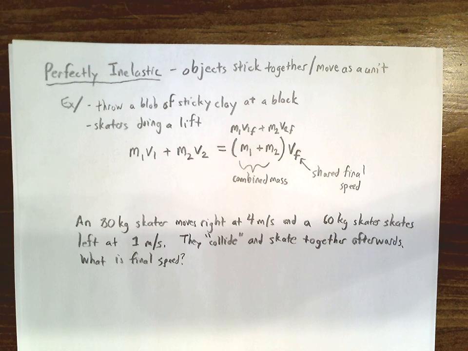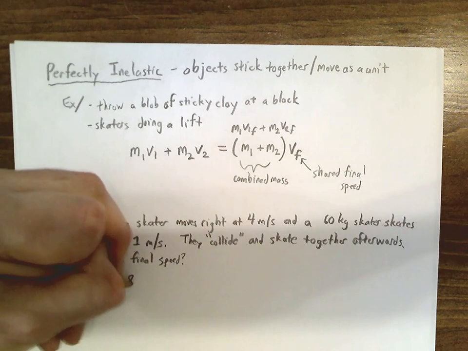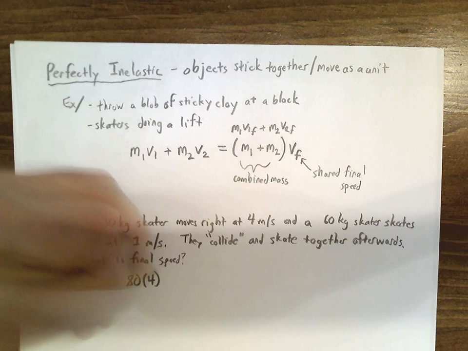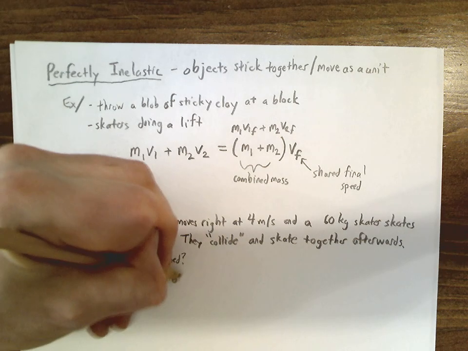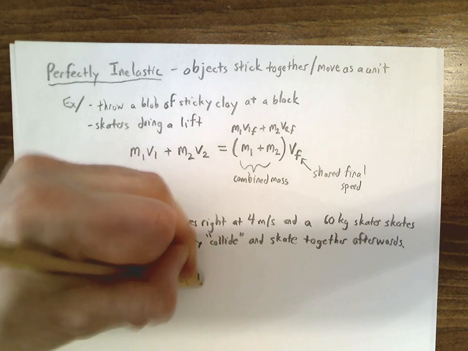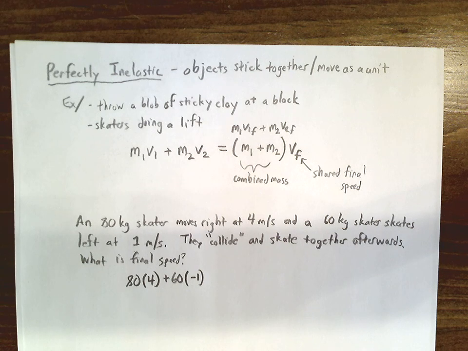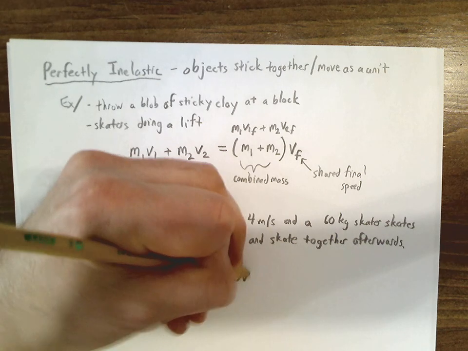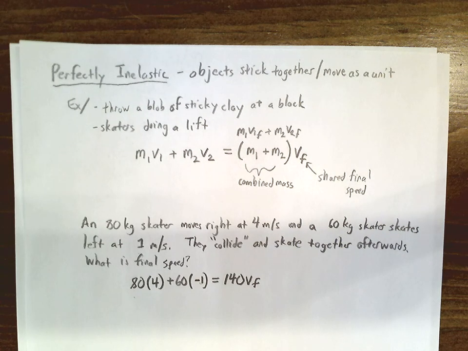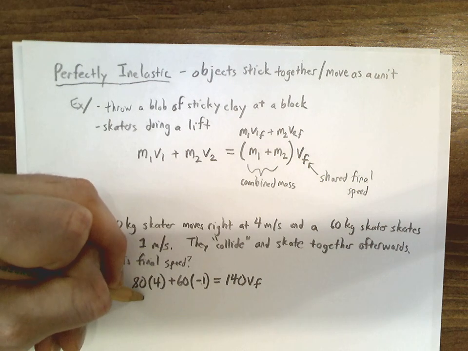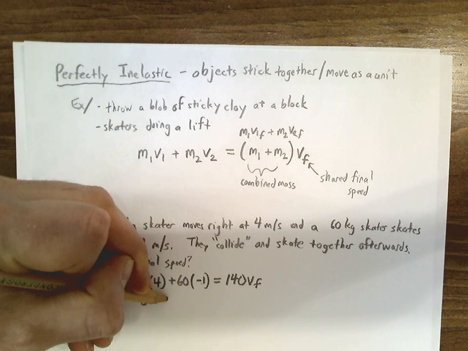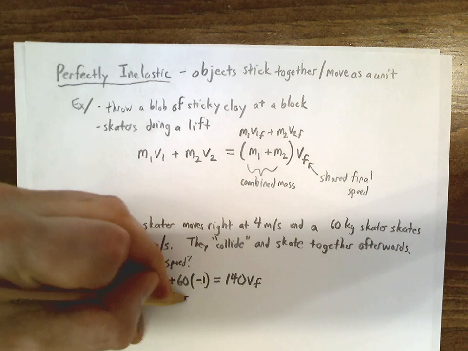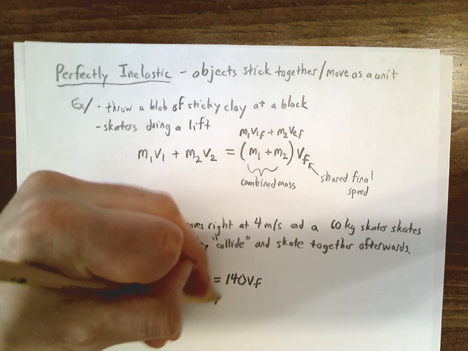So we set it up like usual. Skater 1 has 80 kilograms of mass, going at 4 meters per second. Skater 2 has 60 kilograms of mass and is moving at 1 meter per second to the left, so -1. That equals the combined mass, 80 plus 60 gets us 140, moving at some final speed. We can divide through by 10. We get 8 times 4 is 32, plus minus 6 equals 14 V final.